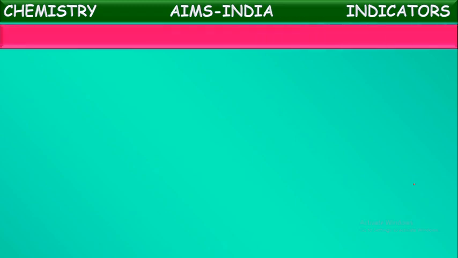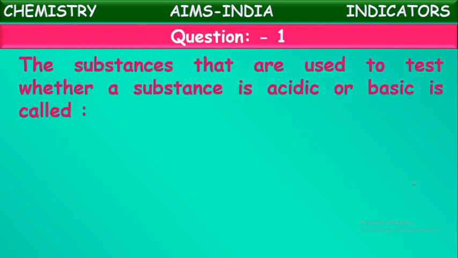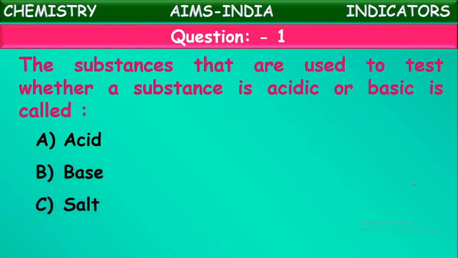Okay. Based upon these, let us do some assessment here. The substances that are used to test whether a substance is acidic or basic are called what? Either acid, base, salt, or indicator. What is it called? Yes, it is called an indicator. The substances used to detect, identify or test whether substances are acids or bases are called indicators.